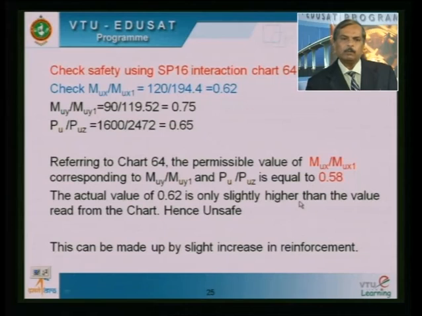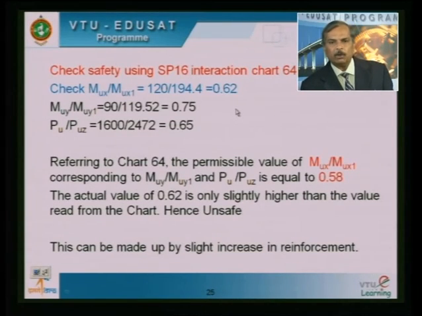Since it is slightly higher, probably you can increase the size of the column if there is an option, or increase the grade of the concrete if there is an option. But otherwise in this problem, as an examination problem, we do not have any other option except to increase the percentage of steel very marginally from 1.2%. Maybe if we can increase it to something like 1.3% or 1.4%, it is going to be okay. So, that is what the problem is going to be.